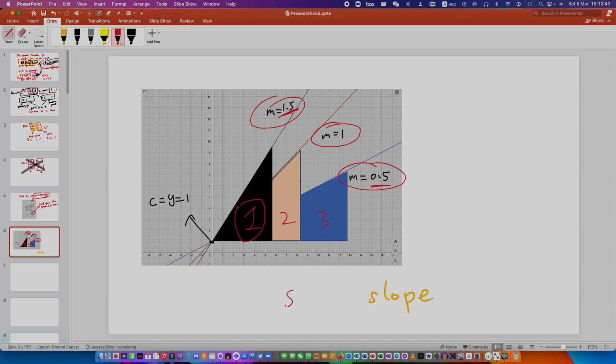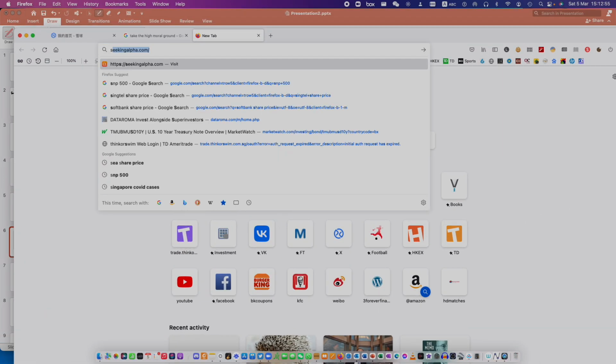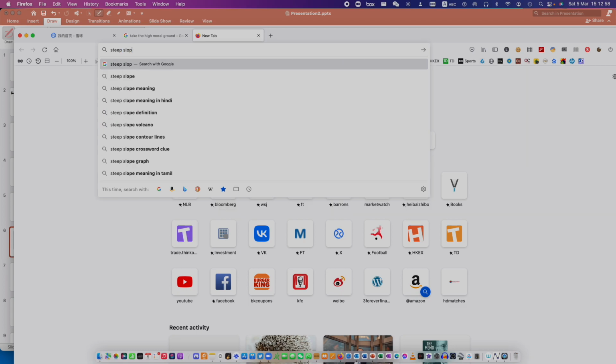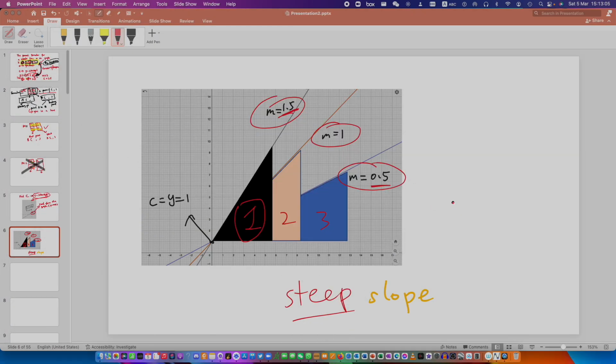You call it a steep slope, right? How steep the slope is, right? Have you learned this term? Am I right? Let me double check. Yes, steep slope. Okay? So which one is the steepest? This one, no? Am I right or not? Yeah.